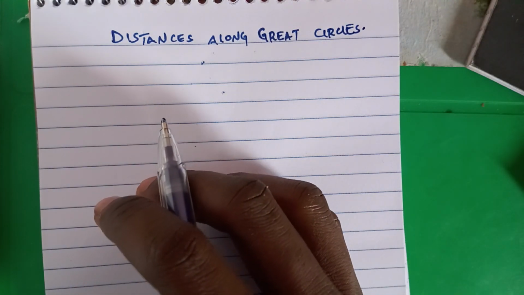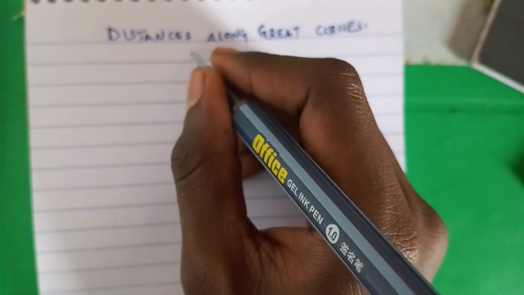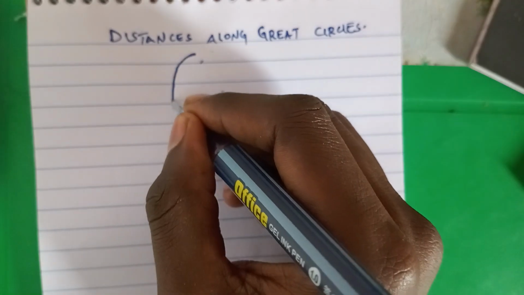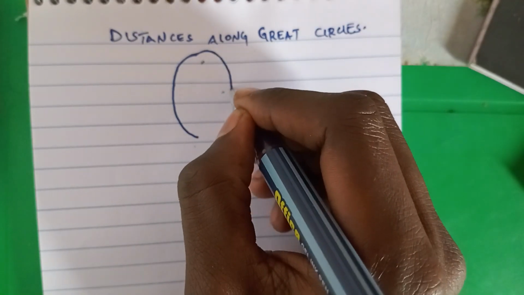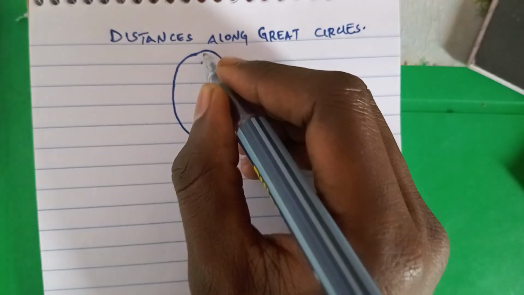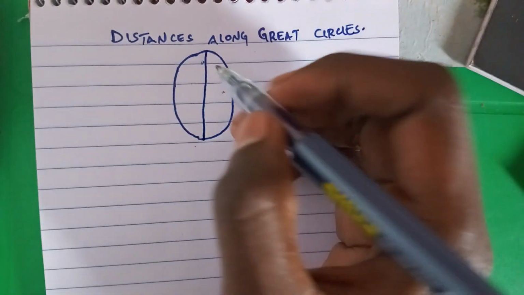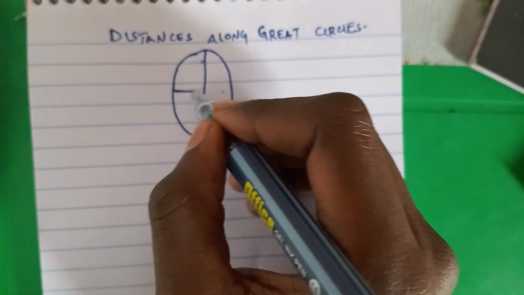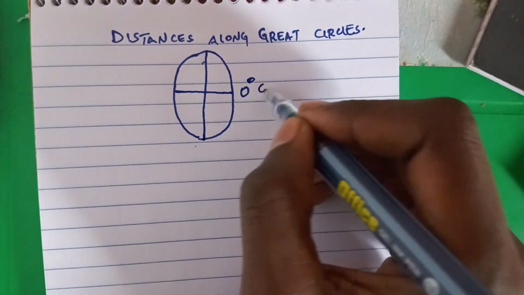So we discussed and said that points which lie on the same longitude form great circles. If this one is our prime meridian here, we can have an example. And then we have the equator marked 0 degrees. Equator.